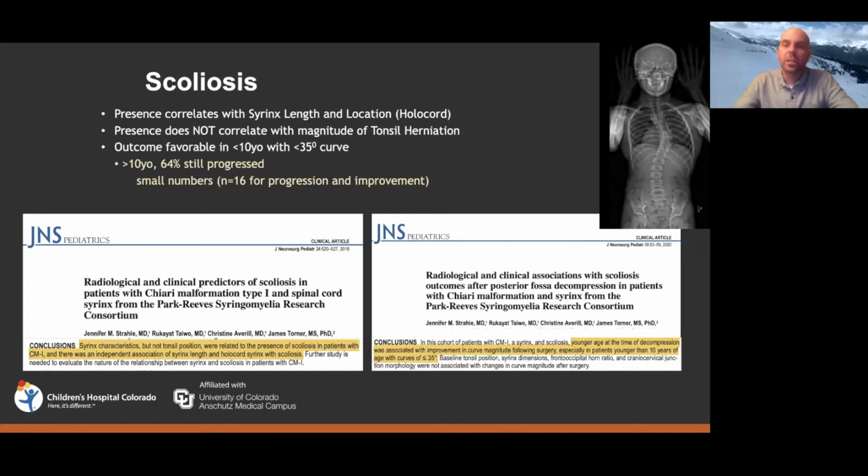And that becomes really clinically relevant in terms of operative decision making, because if I see a 9-year-old kid who's got a 30-degree curve, I'm not going to drag my feet even if they're asymptomatic. If I see a 14-year-old who's got a 40-degree curve, maybe I'll say, look, if I decompress you, I'm not sure it's actually going to help all that much. So that's a different conversation that we're having with that patient than we are with the younger patient.